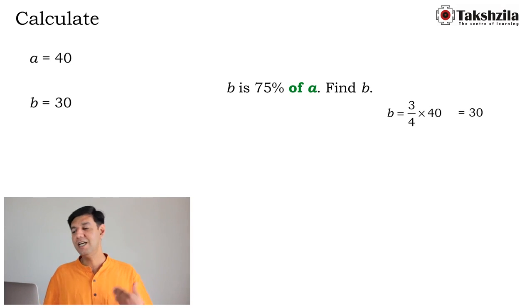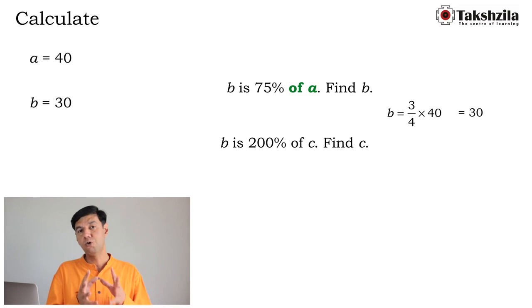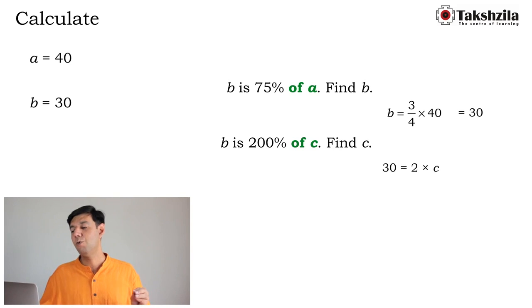What if I say C is, or rather B is 200% of C? Remember, it's 2 times. 200% is 2 times. Should you multiply 30 by 2? No, 2 times of C. So 30 is equal to 2 times of C. So the value of C is going to be 15 over here. Now that we have the value of A, B, C, let's compare A and C.